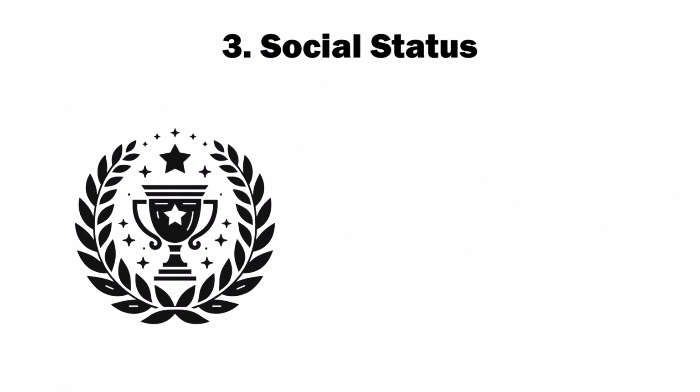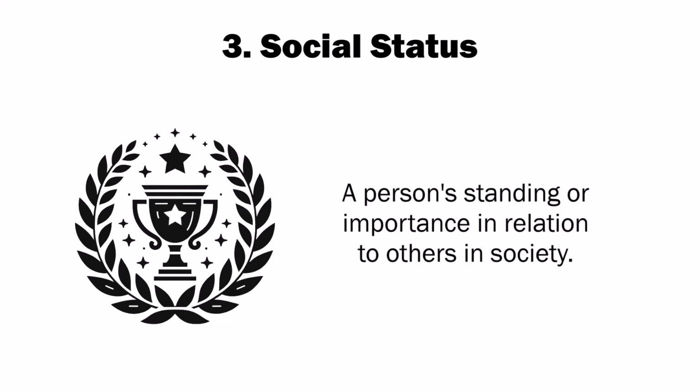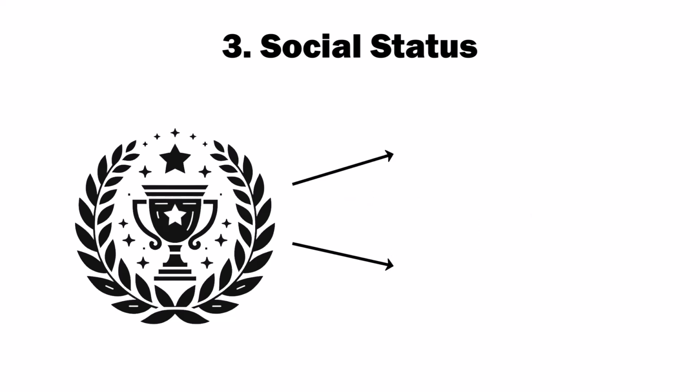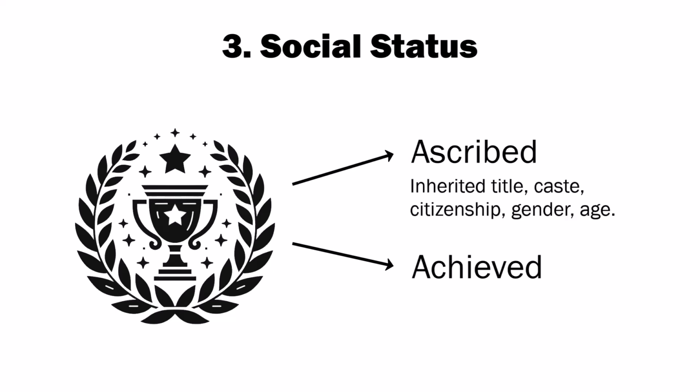One way in which societies are stratified is through social status, which is our next key term. This refers to a person's standing or importance in relation to other people within a society. One way to examine social status is to explore how a society distributes status along the vectors of ascribed versus achieved status. Ascribed status refers to inherited status symbols such as hereditary titles, such as duke or duchess, your caste system, such as in traditional Indian cultures, or even your assigned gender at birth.